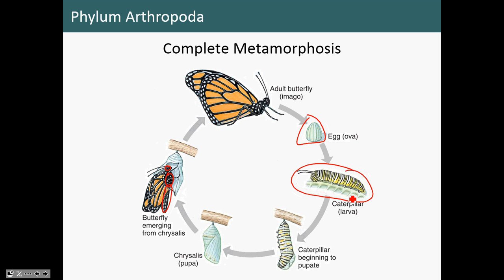Sometimes the adult will never feed. They may not need to eat, they're just going to reproduce and die. Or they may have a feeding mechanism that's completely different than the larva. So this caterpillar is munching on leaves. This adult is now going to go be a nectar drinker.